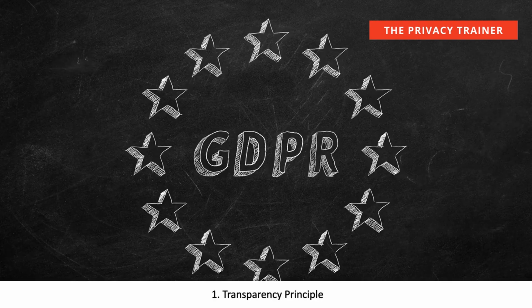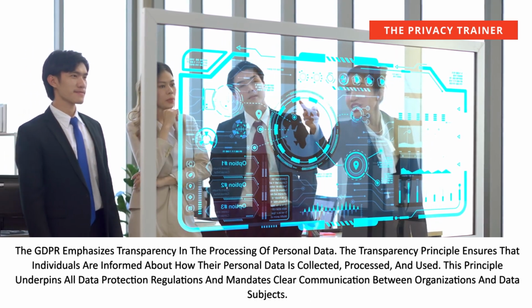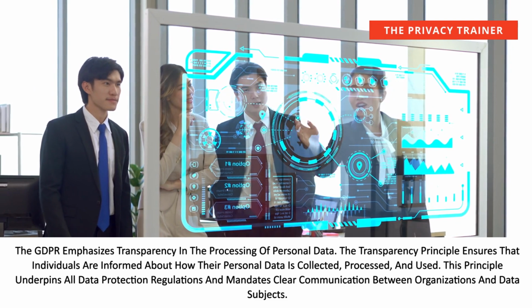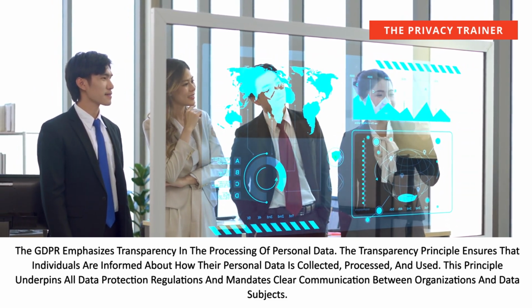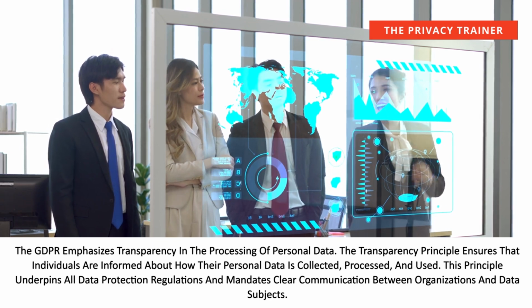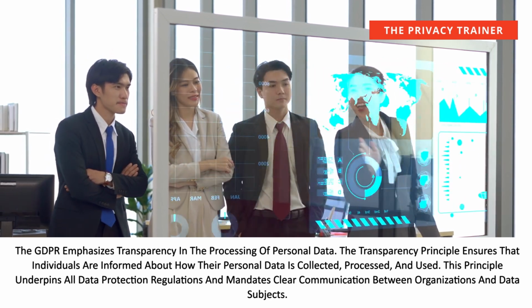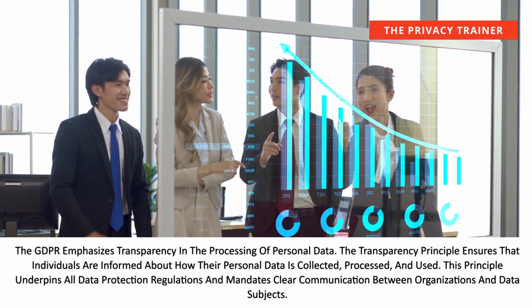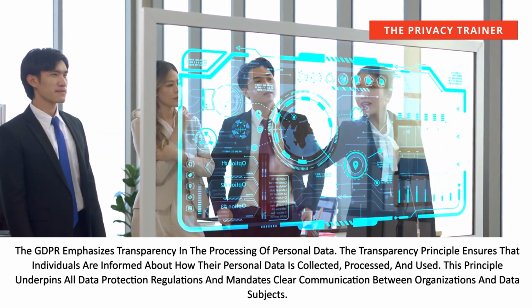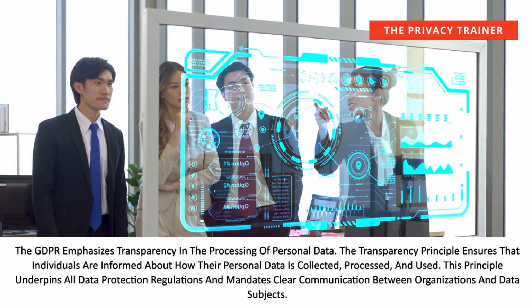1. Transparency principle. The GDPR emphasizes transparency in the processing of personal data. The transparency principle ensures that individuals are informed about how their personal data is collected, processed, and used. This principle underpins all data protection regulations and mandates clear communication between organizations and data subjects.